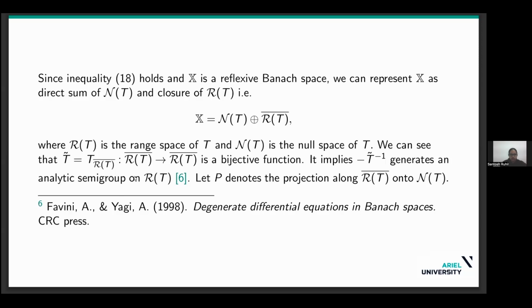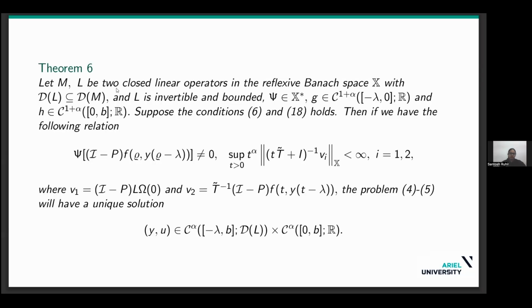There is a typo, so there would be the closure of the range space of T. Let P denote the projection along the closure of the range space of T onto N of T. And so here let M, L be two closed linear operators in the reflexive Banach space X, with this L to be invertible and bounded. This psi is in X star, which is the dual space of X. G is in C 1 plus alpha. H is also in C 1 plus alpha. And suppose the condition 6, that is our compatibility condition. And this equation 18 is nothing but the estimates for the operators M and L.